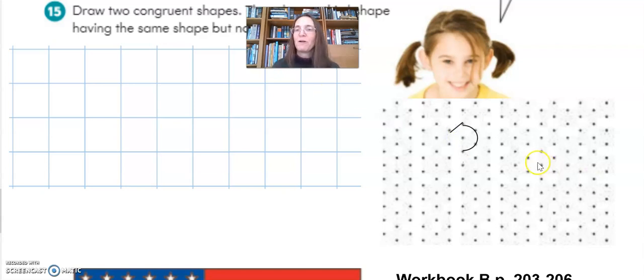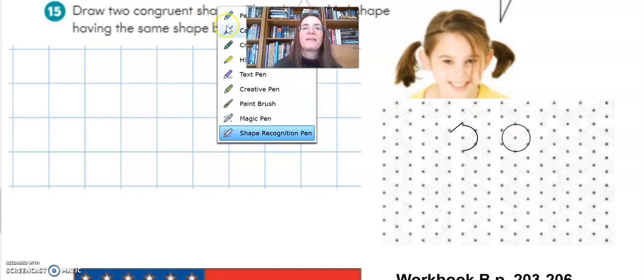Whoa, that didn't work very well, Ms. Foster. Try again. I think I'm not supposed to pick this up. Can I get it to work? Interesting question. Nope, it thinks it's a circle. All right, I'll just try it with my regular pen now.